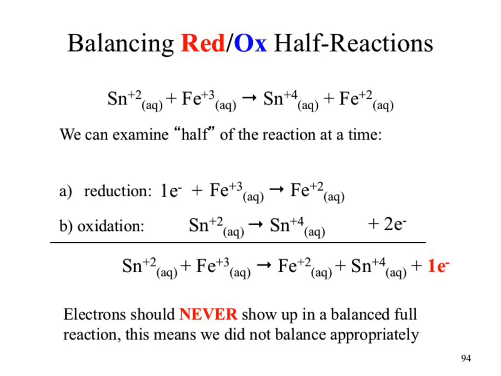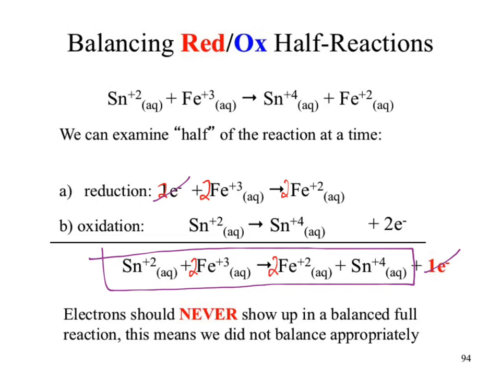So if I multiply that top equation by 2, what happens? Well, now I don't have 1 electron anymore. I would have 2. I don't have 1 iron +3 anymore. I have 2. I don't have 1 iron +2 anymore. I have 2. Now when I go through to add the equations together, what happens to the electrons? They would cancel. The result is that I have 2 iron +3s, 2 iron +2s. This equation is now correct.